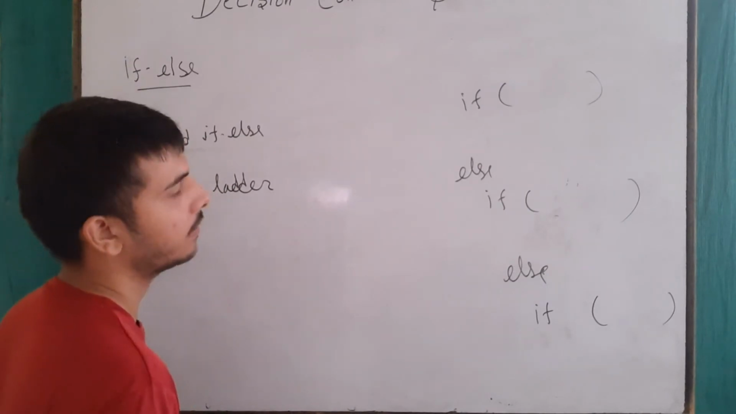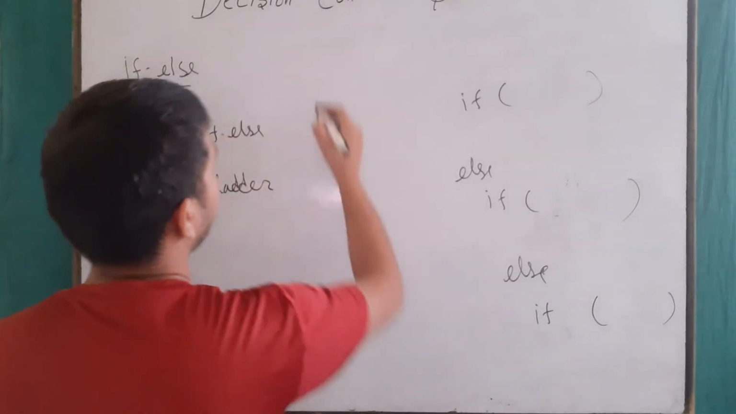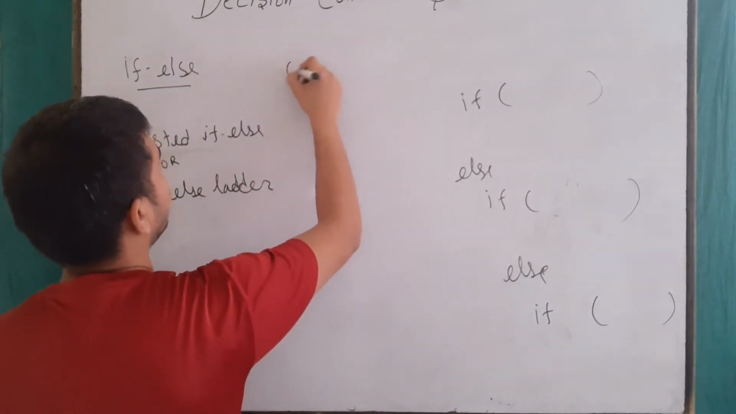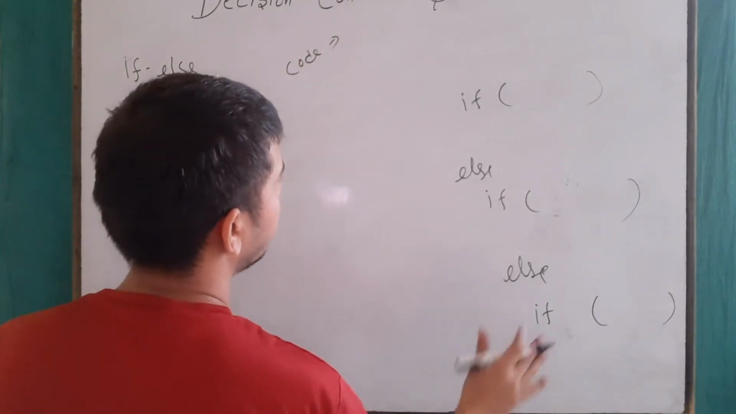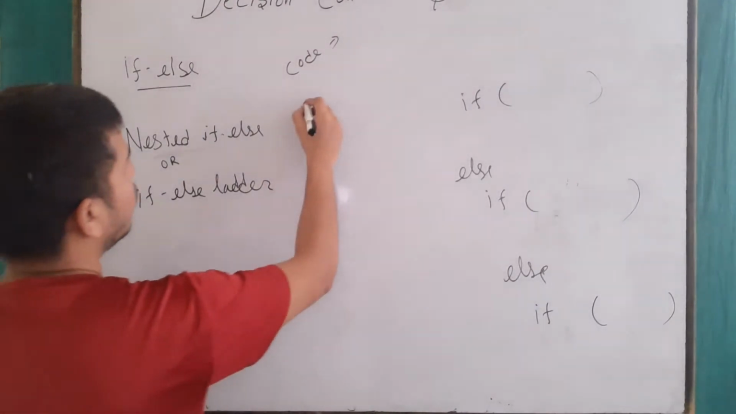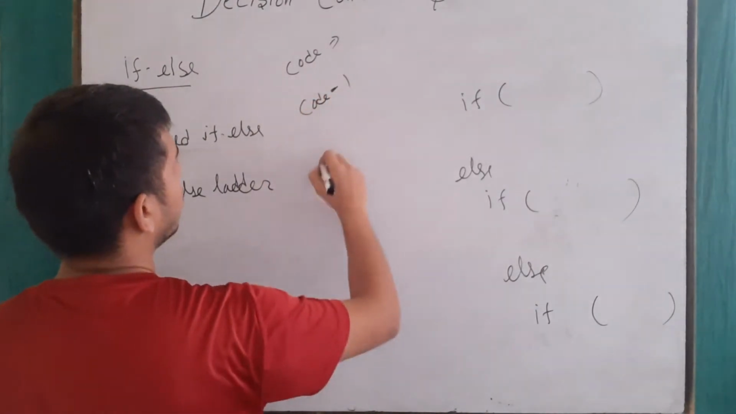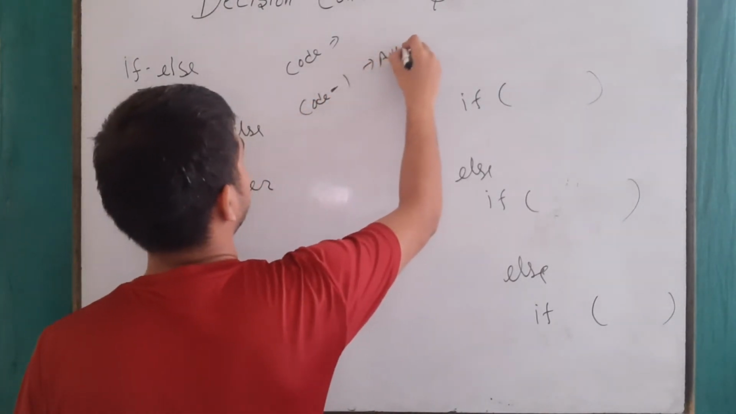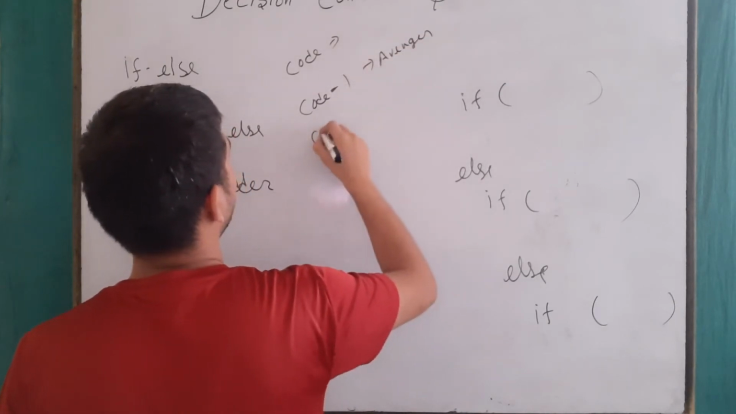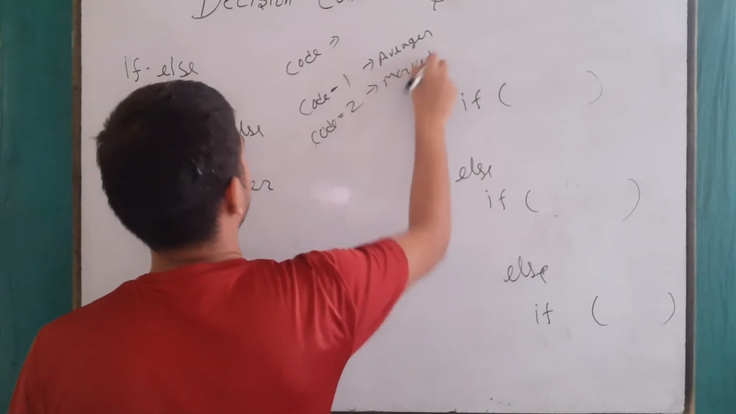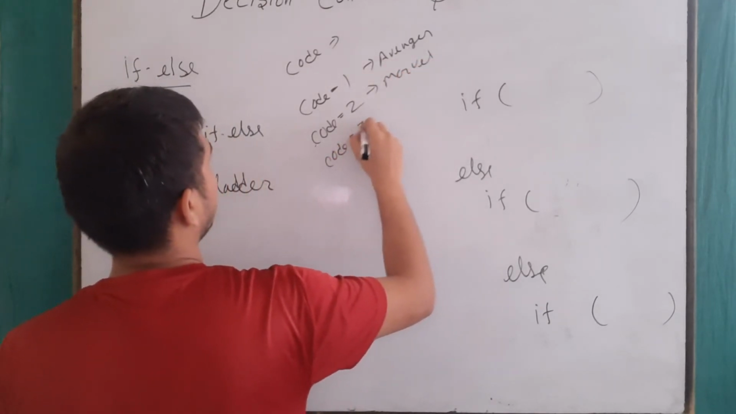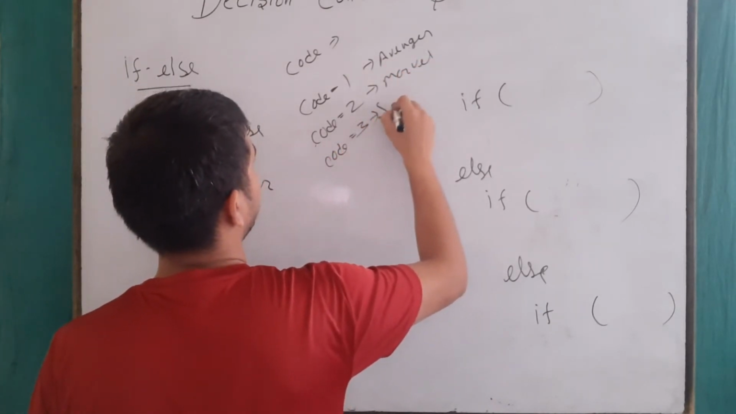Nested if else, let's take an example. Let's say I ask a user to enter a code, and based on the code I will print some output. Let's say if the code is 1, then I'll write Avenger in the output. If the code entered is 2, then I'll write Marvel. If the code entered is 3, then I'll write, let's say, Superman.